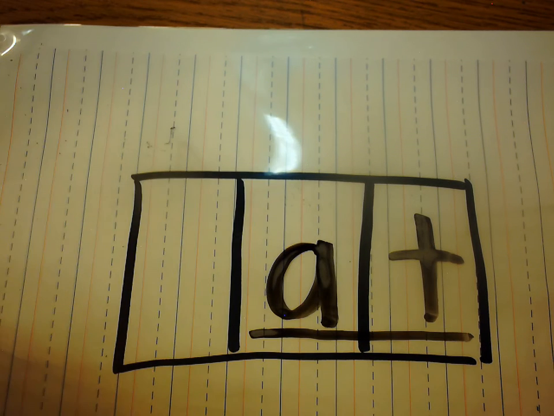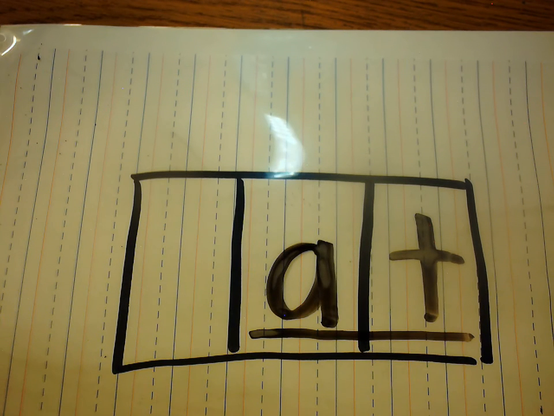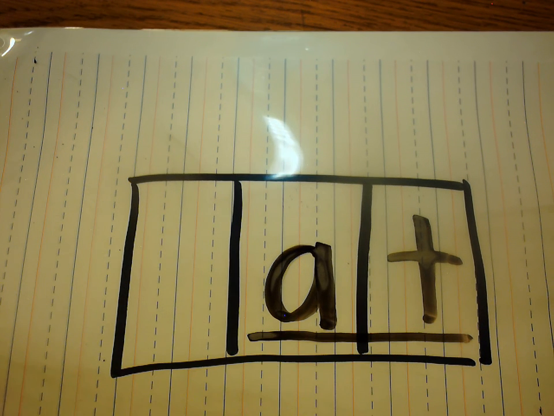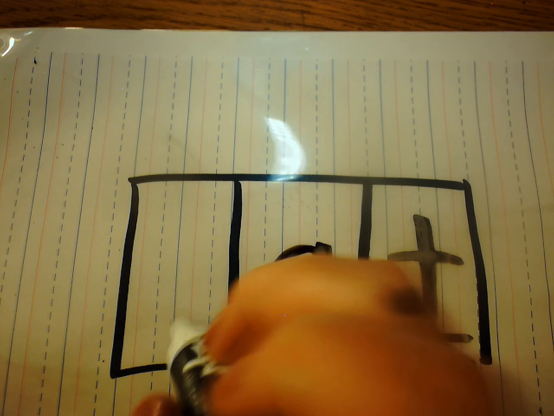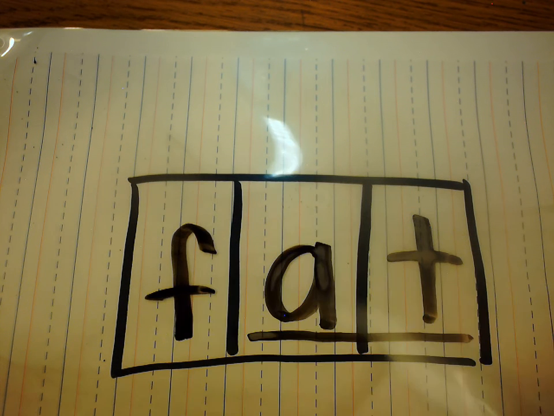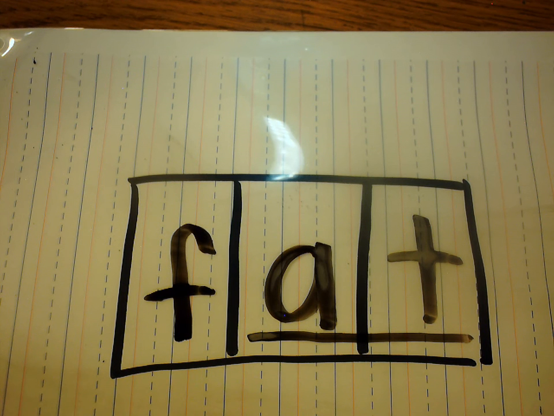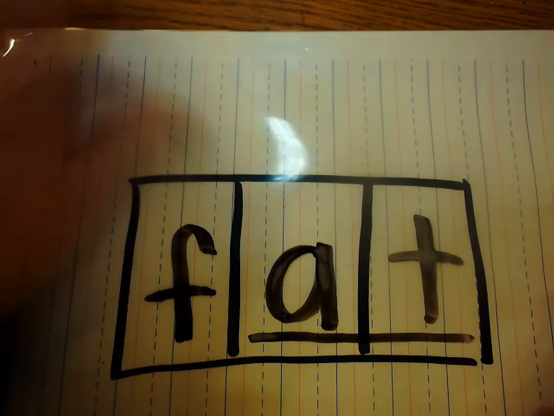What letter comes after D? E. Oh, that's a vowel. E says eh. But it can't go there because that's a vowel. Consonants have to go there. Let's see what comes after E. F. Let's put that F there. At. Oh, I did that one already. Is that a real word? Yes, it is. Fat. F-A-T. Fat. Erase your F.